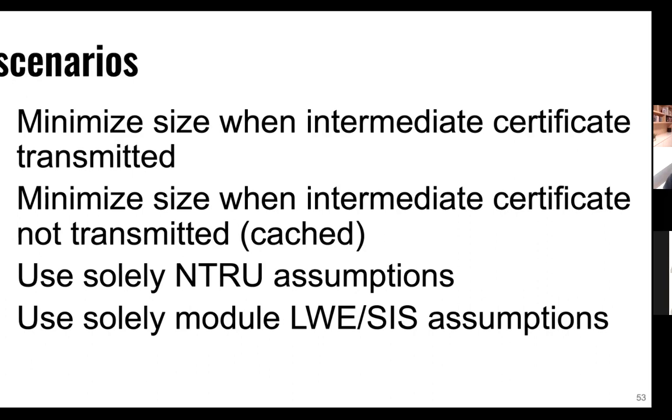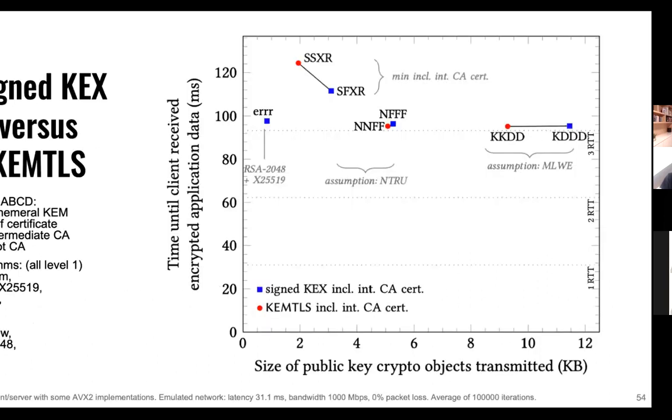One where we're assuming that NTRU-based assumptions are used. Another, we're assuming that module learning with errors assumptions are used, because we do have post-quantum signature and KEM finalists under each of these 2 assumption families. Okay, so let me walk you through some of the experimental results.